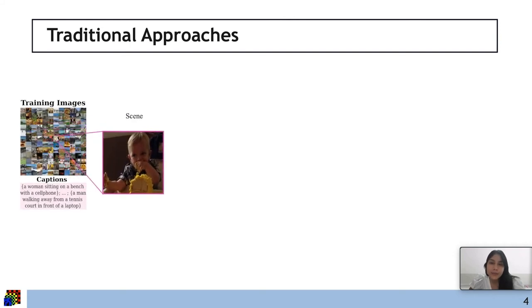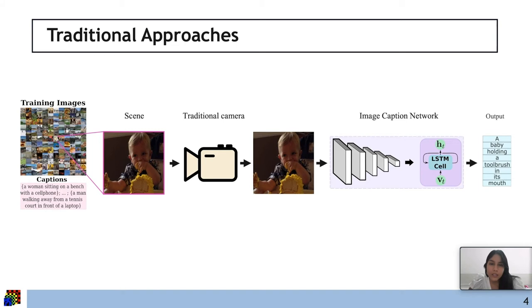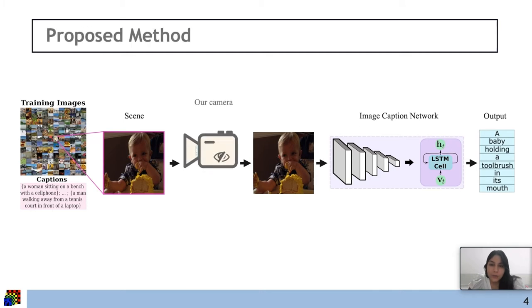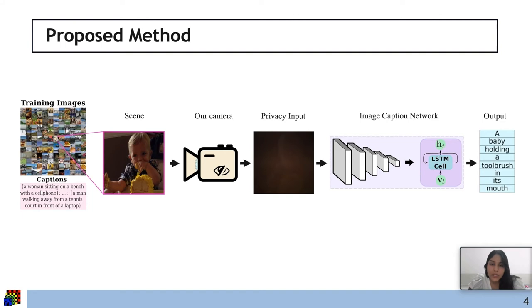Traditional image caption methods use traditional cameras for the acquisition of the input. In addition, most architectures use a feature extractor and a recurrent neural network for the generation of the image captions. Instead, our method uses a camera with a refractive lens to distort the image in such a way that faces or things that should be private cannot be seen clearly.